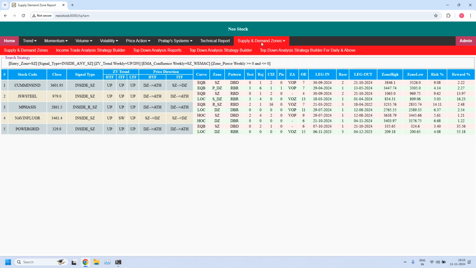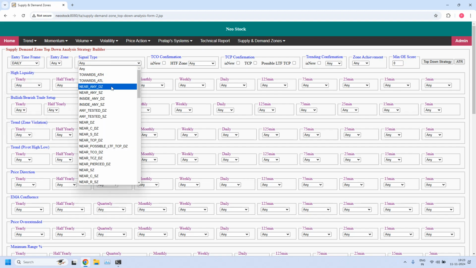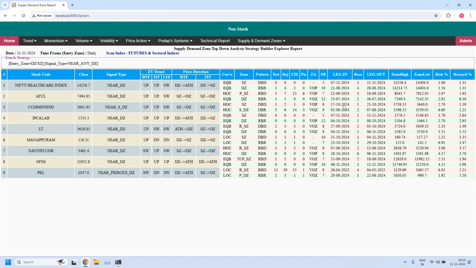Okay, next time frame is daily. Entry time frame daily. Let us find the stocks near to the daily demand zone. 9 stocks are filtered. Let's identify high liquidity daily demand zones, if any, available. This one is pierced, so it's not a valid zone. So we don't have any daily high liquidity demand zones from this list.